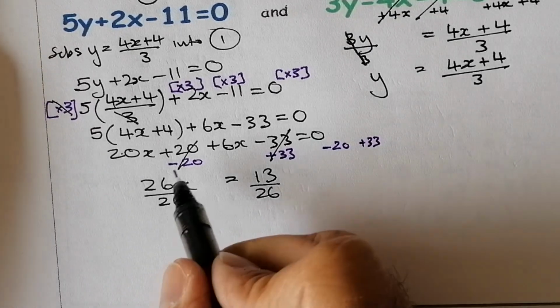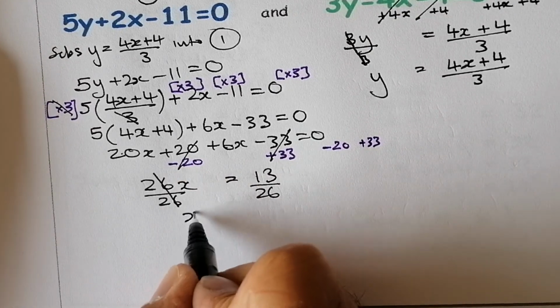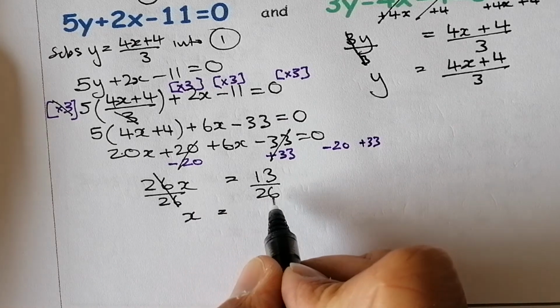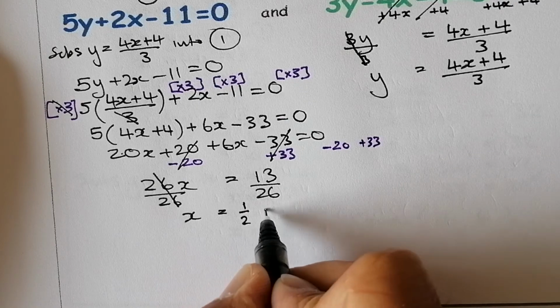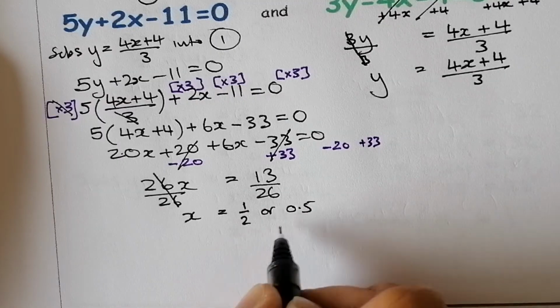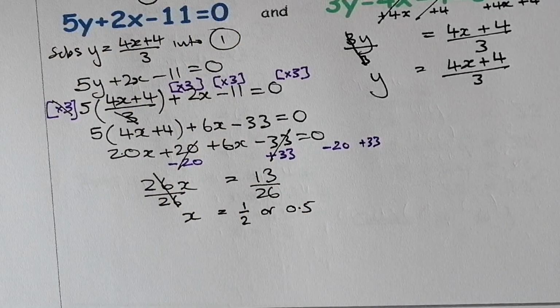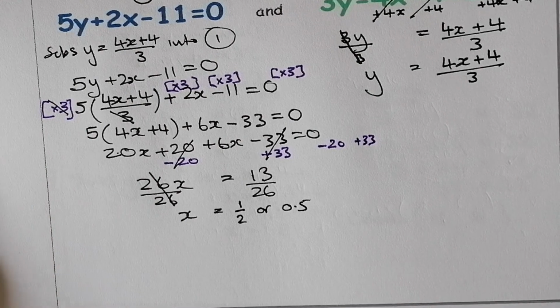So I'm going to divide both sides by 26. And hopefully you can see what we're doing here. That leaves me with x is equal to 13 over 26. Well, that simplifies down to a half, or 0.5. I'm going to use the half value when I work the rest of this out.